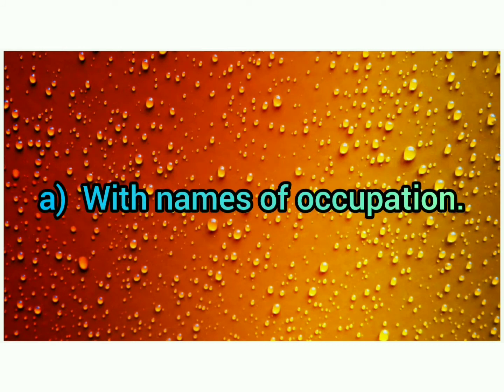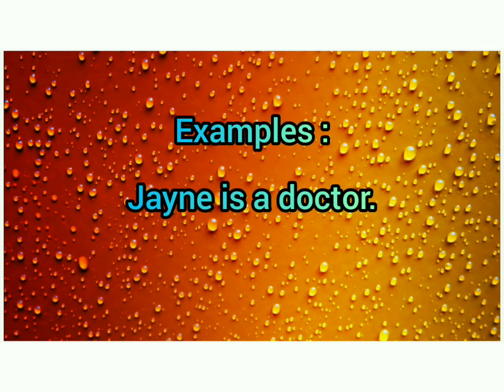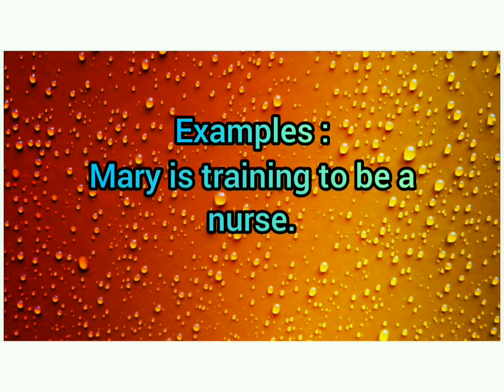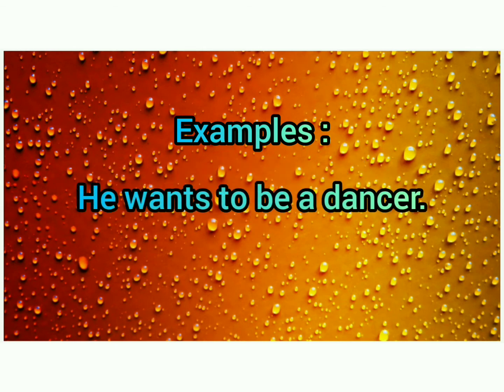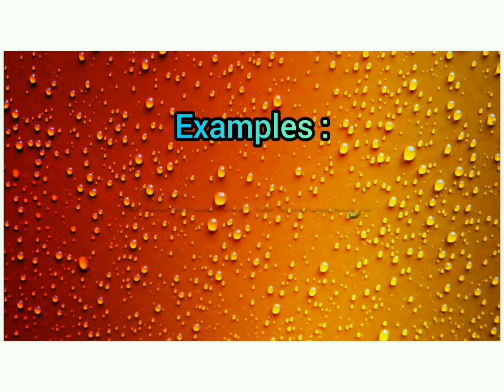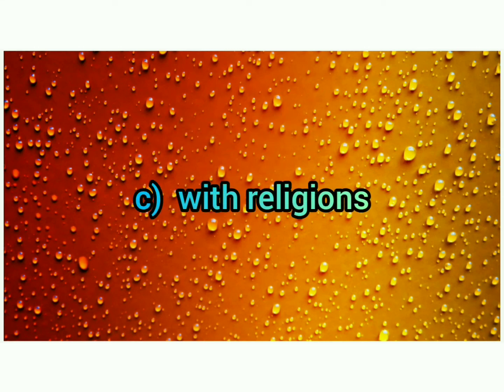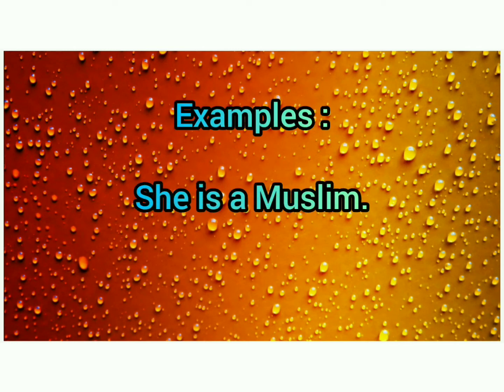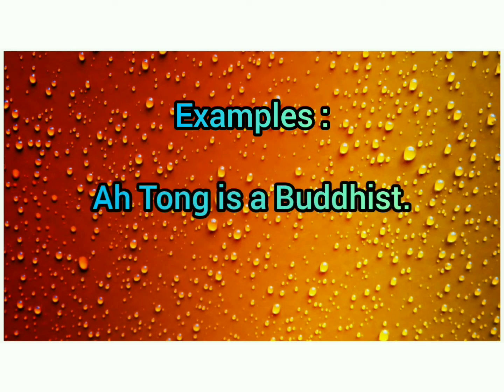A. With names of occupation. Examples: Jane is a doctor. Mary is training to be a nurse. He wants to be a dancer. B. With nationalities. Examples: Marko is a Swede. Abdul is a Malay. C. With religions. Examples: she is a Muslim. Atong is a Buddhist.